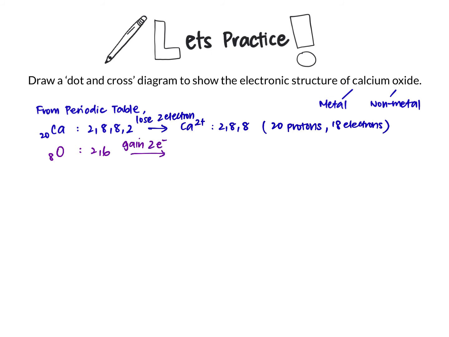Oxygen will gain the 2 electrons that calcium has lost and form a charge of 2- with the electronic configuration of 2,8. This ion now has 8 protons and 10 electrons.